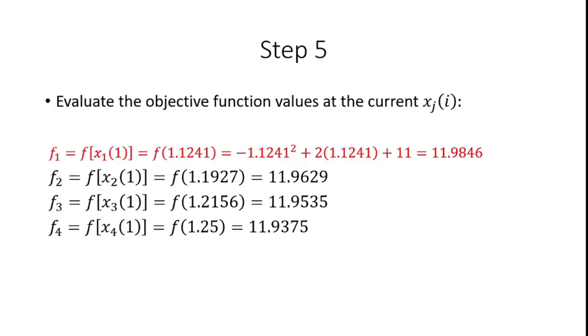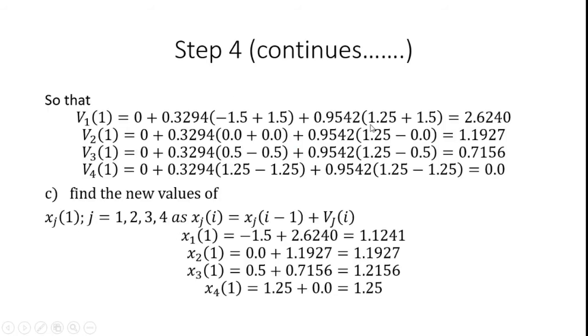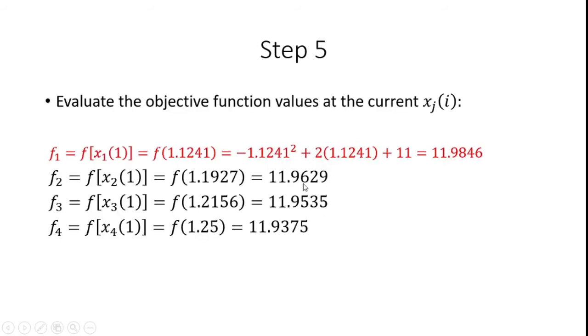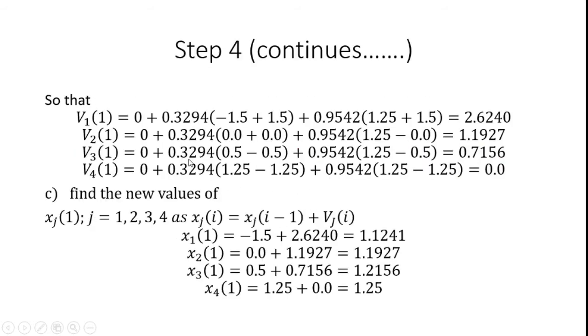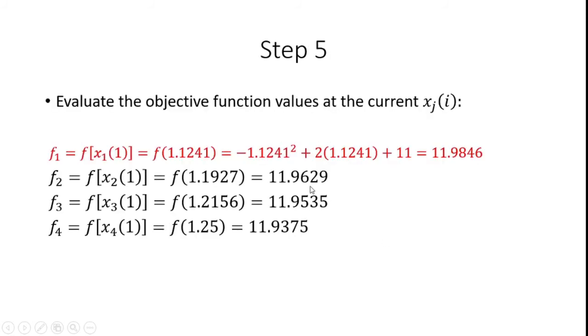Next I move to step 5. Evaluate the objective function values at the current identified points. So now I substitute the values, because the first neighborhood point, the next point, is 1.1241. I substitute the same into the objective function equation. I got 11.9846. Similarly, I substitute the x2, x3, x4 values into the objective function. I got the objective function value for each population: 11.9629, 11.9535 and 11.9375.